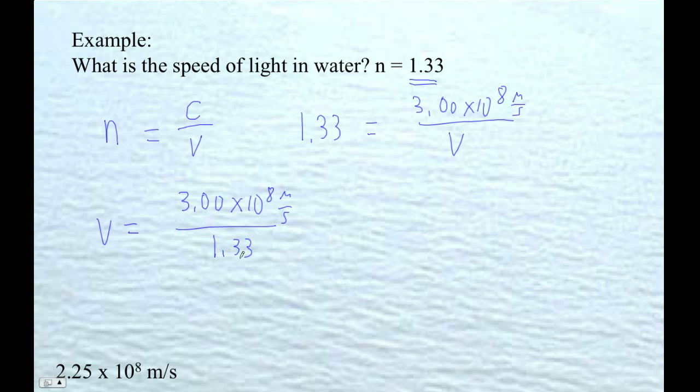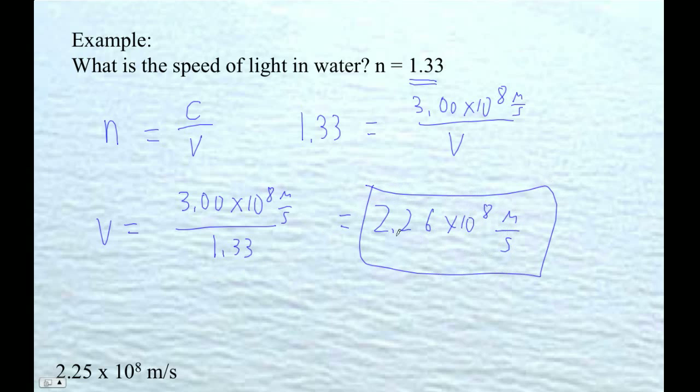So 3e8 divided by 1.33 on the calculator, then I get 2.26 roughly. I guess we only have 3 sig figs, so 2.26 times 10 to the 8th meters per second, okay?